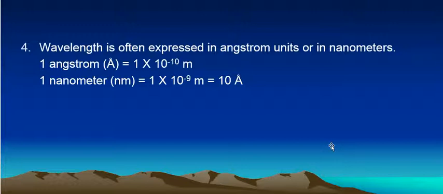Wavelength is often expressed in either angstroms, which is 10 to the negative 10th meters, or in nanometers, which is 10 to the negative 9th meters, because these quantities are so small.